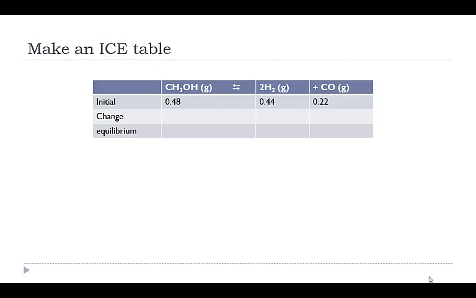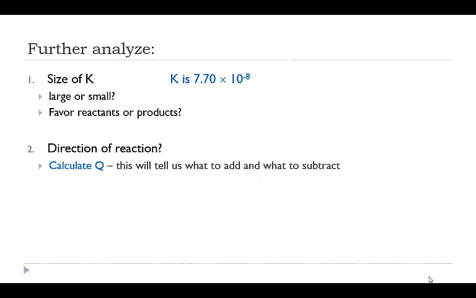We've started our ICE table, we've put in the initial amounts, but what do we do now? Where do we add or subtract the x's? We don't have enough information. We need more analysis. So, the size of K. Is K large or small? Well, it's 10 to the minus 8th, which makes it very small. Does this reaction favor reactants or products? Since K is very small, it favors reactants by a large amount. With our initial amounts, which way is the reaction going to go? We need to calculate Q. This will tell us what to add and what to subtract.